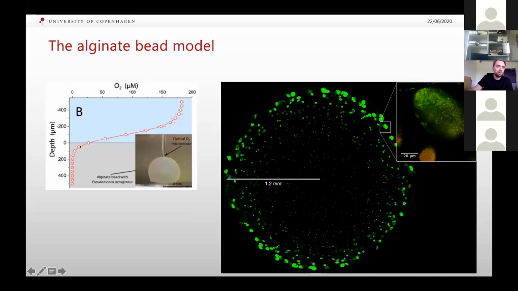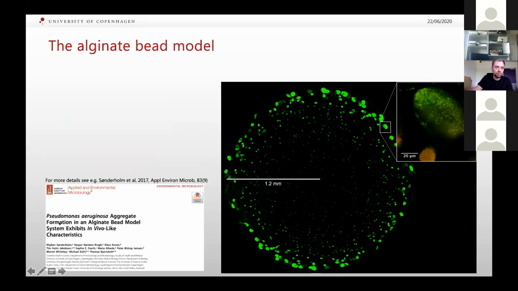This is probably also due to the very, very steep oxygen gradients that form in the alginate beads. And if you want to know more details about this model, I will refer you to the paper that was published in 2017 from the group here.